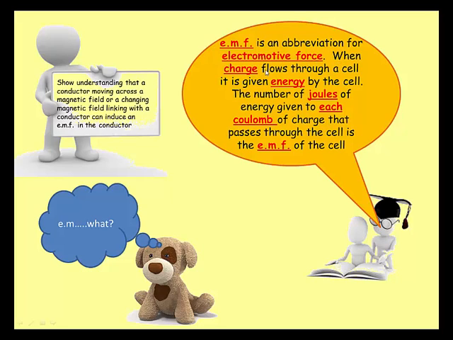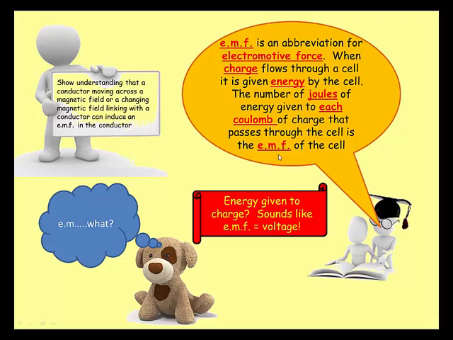Now, when charge flows through a cell, and by this we're talking about a battery cell, it's given energy by the cell. It's the whole point, isn't it? The whole point of a battery cell, it gives it energy. So the number of joules of energy given to each coulomb of charge that passes through the cell is what we call the EMF, or electromotive force of the cell. Now you may be thinking to yourself, sounds a lot like voltage. Well, in fact, you're absolutely right, because what is energy given to charge? We call it voltage. So EMF and voltage, same principle.